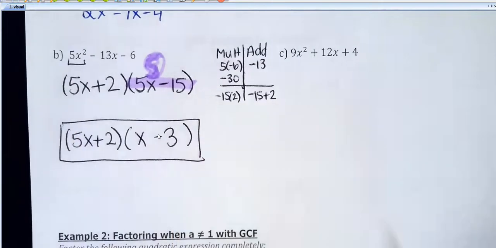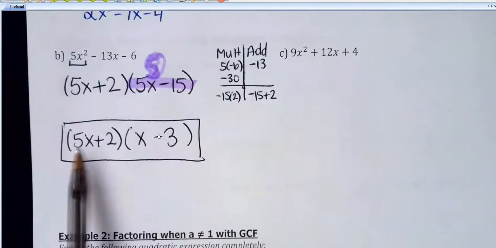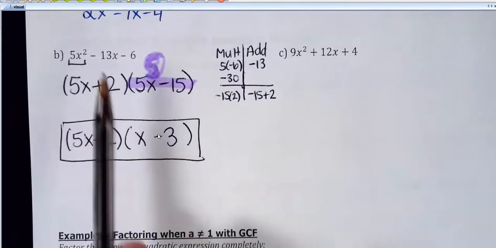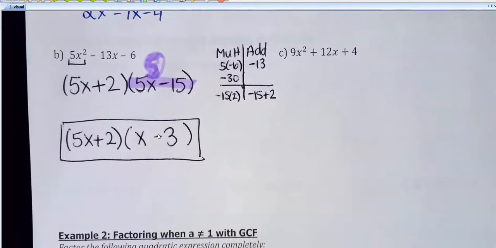And again, I just kind of spot check. Like 5x times x, right? That gives you back the 5x squared. 2 times negative 3, that should give you the constant term, which is negative 6. If you want to completely FOIL it out, you're welcome to do that to check. But if you just at least check those two, you should be okay.